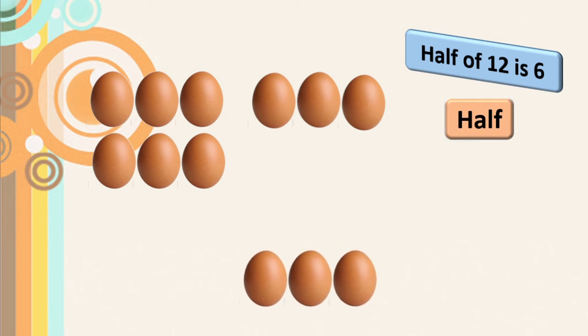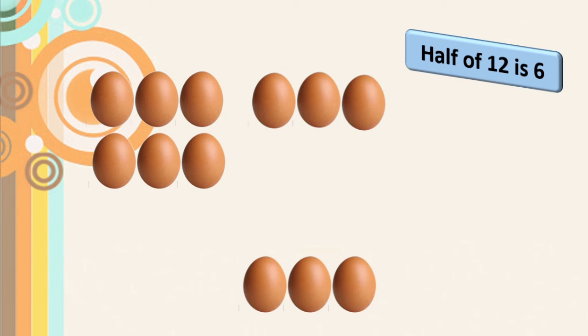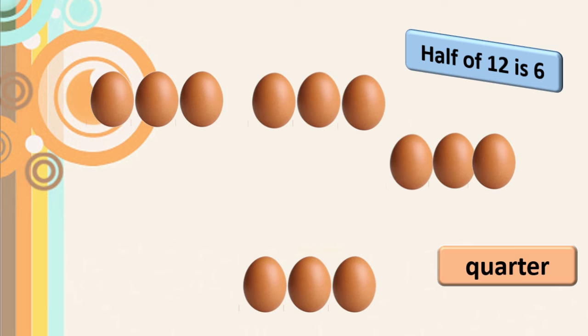See here, this is half. Yes. See, quarter means we have to divide the thing into 4 equal parts. Here 12 eggs are there, we know. So 3 plus 3 plus 3 plus 3. That is nothing but a quarter. Correct? 3 is a quarter of 12. Isn't it? See.